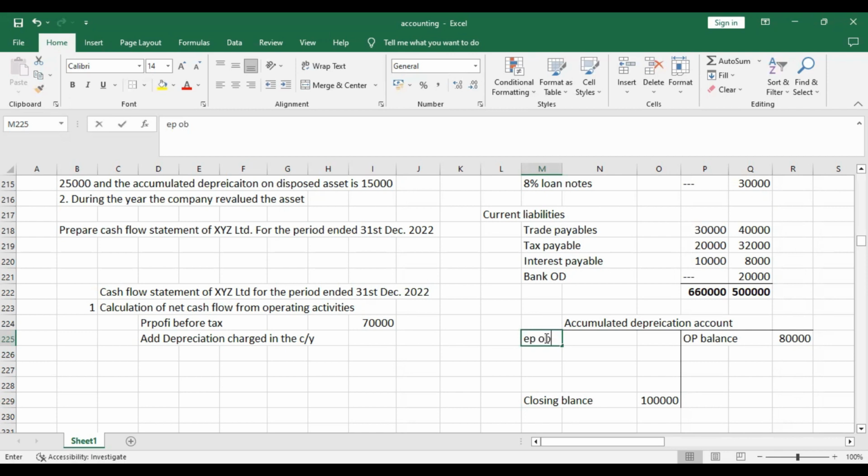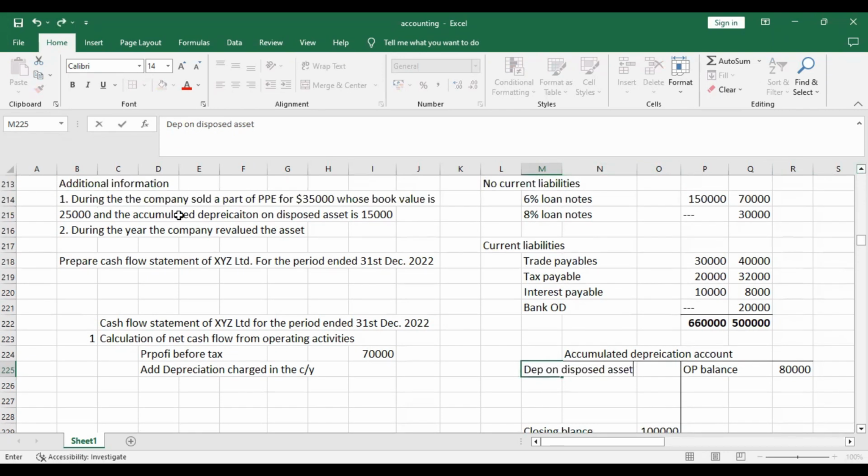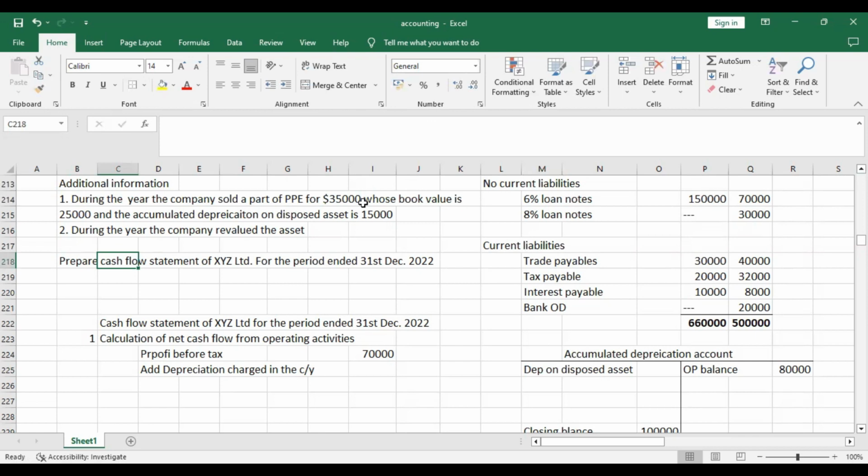Accumulated depreciation on disposed asset. How much is it? When you look at the notes, they said very clearly, during the year, the company sold a part of PPE for 35,000, whose book value is 25,000, and accumulated depreciation on the disposed asset is 15,000. So that 15,000, whatever is given, you take on the debit side of the accumulated depreciation account.